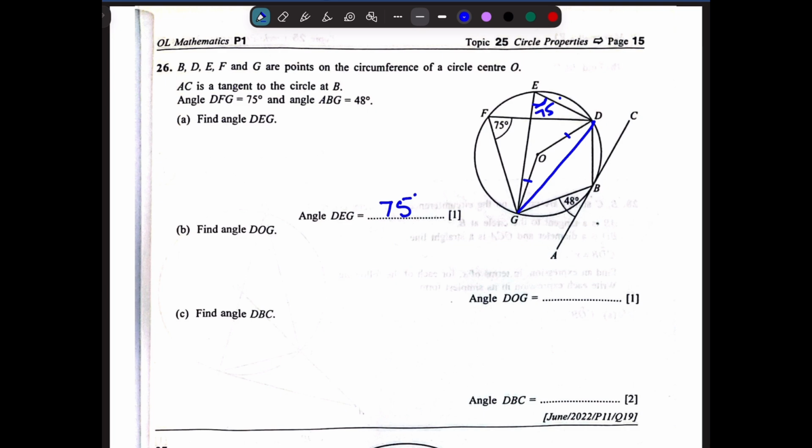Okay, find angle DOG. Again, I would say very simple. Let's focus on arc DG. So the angle subtended by the arc at the center is twice the angle subtended by the same arc at the circumference. So all you have to do is multiply 75 by 2 to get angle DOG. Okay? So that is going to be 150 degrees.